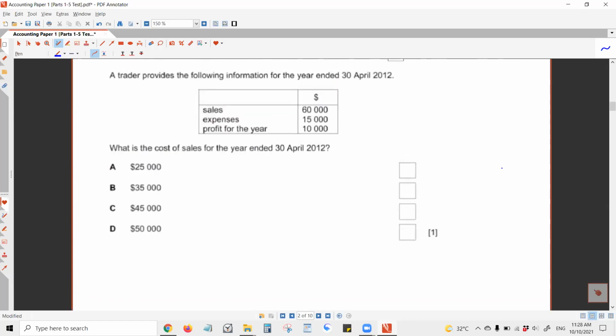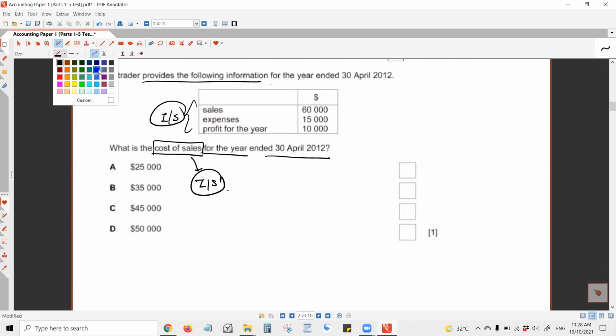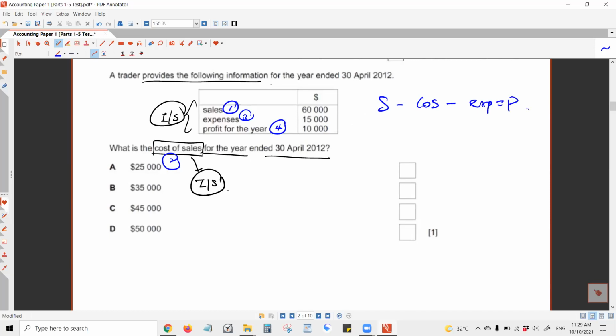Now, next one. What is the cost of sales for the year ended 30th April 2012? Where does cost of sales appear? In the income statement. It's asking you what figure that is. Provide the following info: sales, expenses, profit for the year. Where do they appear? Income statement. Now, arrange in the proper sequence first. This comes first, this comes next, then this, lastly this one. 1, 2, 3, 4. Then write down an equation. Sales minus cost of sales minus expenses equal to profit for the year. Now, easy to solve? Yes, super easy, unless you click the wrong figures in your calculator.